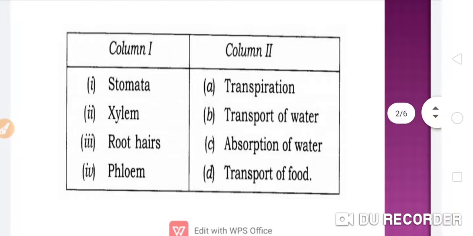So the answers are: stomata, having the function that is the transpiration process. Next, xylem, transport of the water and nutrients. So this is the function of the xylem. Next one is the root hairs, absorption of the water. So this is the function of the root hairs. And phloem having the function that is transport of food to the different parts of the plant from the leaves. So here we have discussed all the functions for the stomata, xylem, root hairs and phloem.